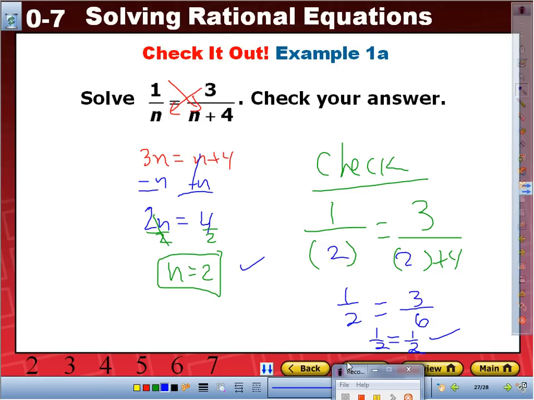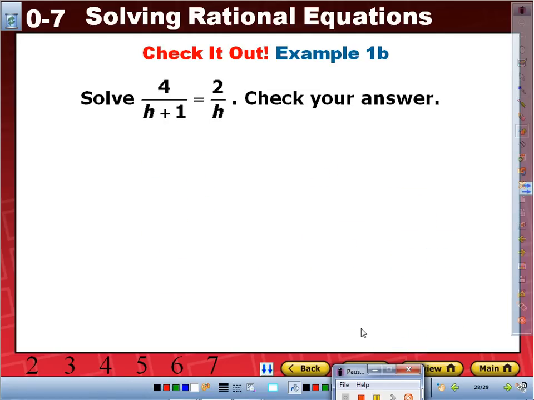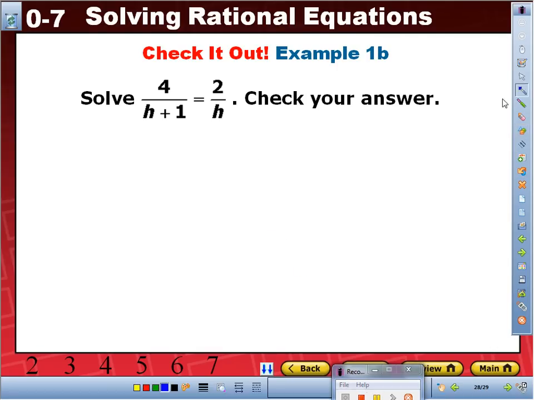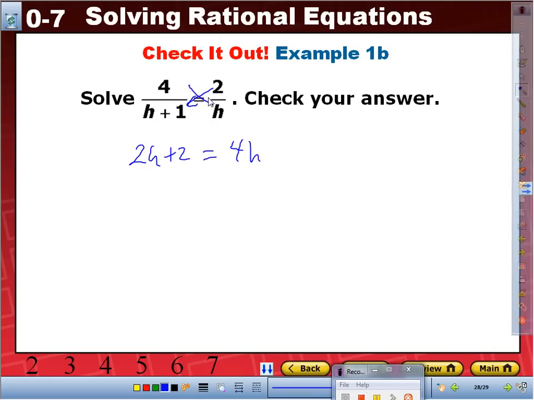All right, and let's do one more just to get enough practice. Copy this down, please. All right, number 1b. Solve 4 over h plus 1 equals 2 over h. You got 20 seconds. Go. All right, let's see what we got. Cross multiply, we get 2h plus 2 equals 4h. Hands up if you got that.